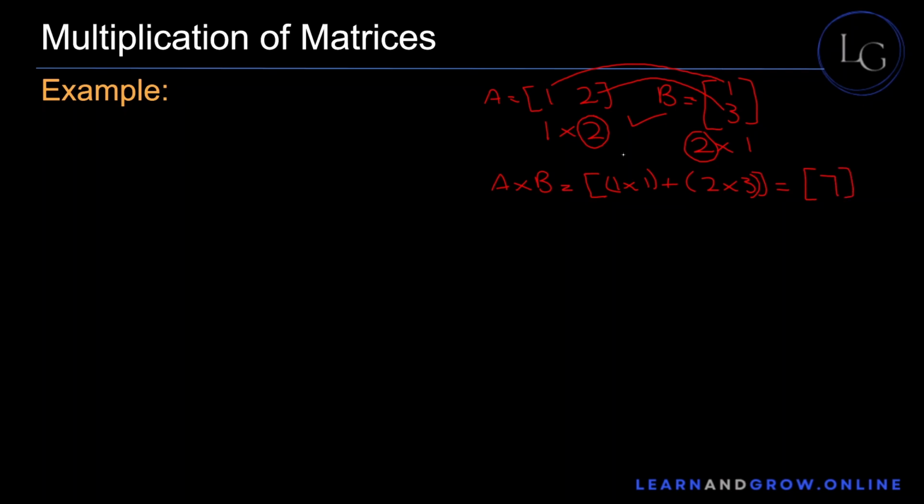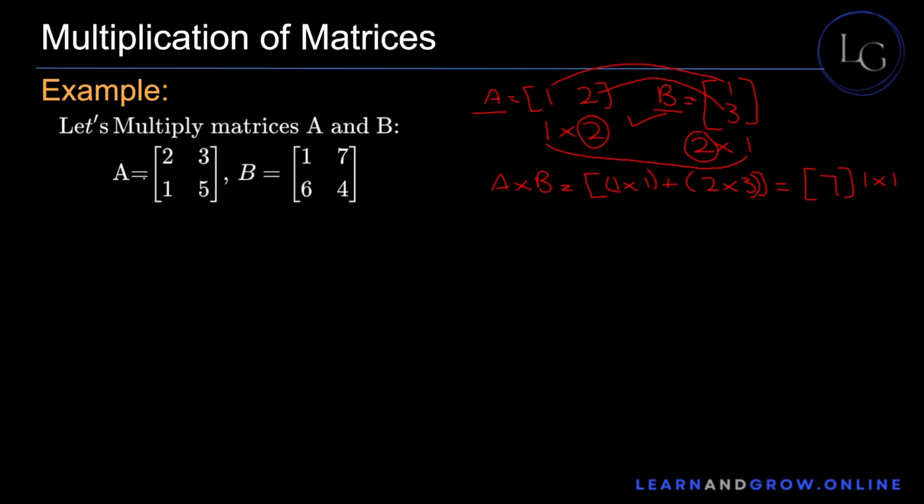Now, a very handy trick to confirm the order of the resultant matrix. So 7 here is of the order 1 by 1. To see if this is the correct order, you'll just simply find these two numbers. The resultant matrix must have the number of rows of the first matrix, which is A here, and the number of columns of the second matrix, which is B here. So 1 by 1.